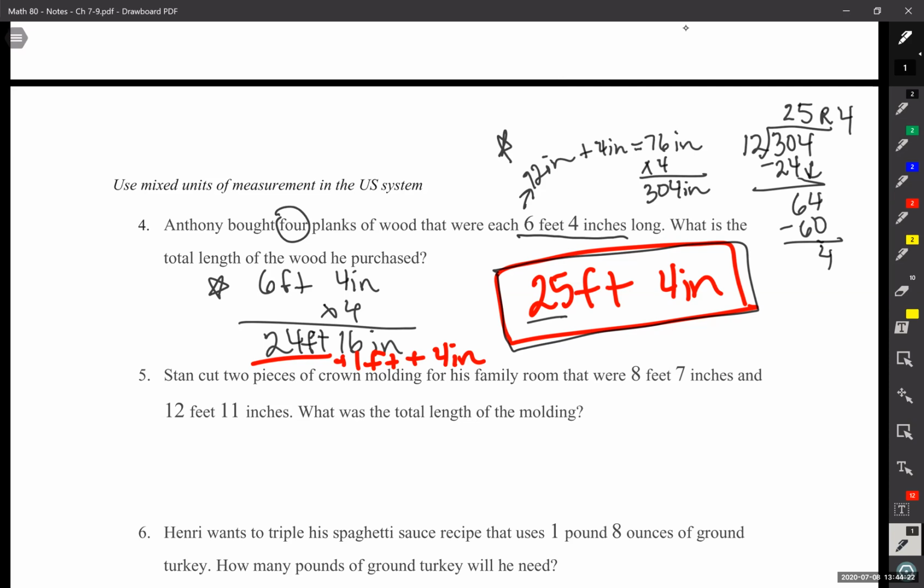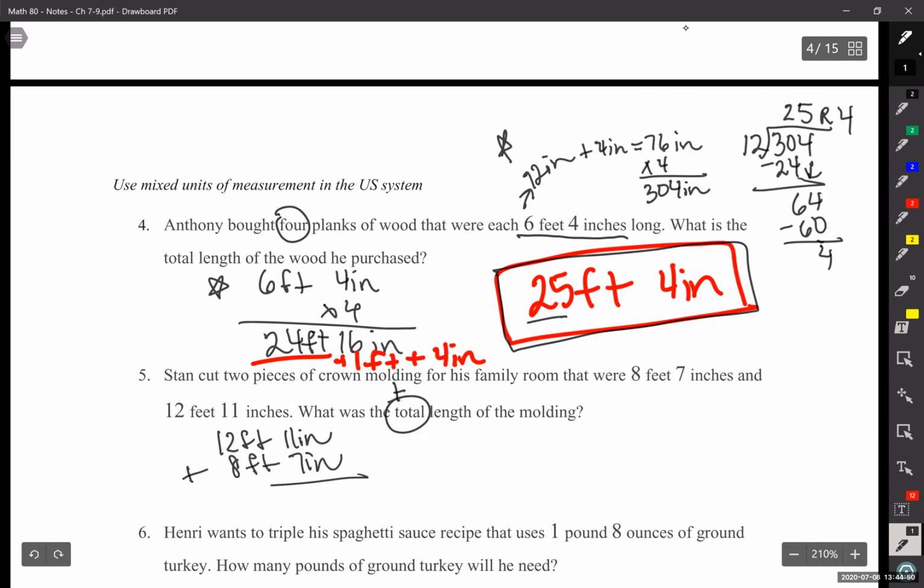Okay, so number 5, similar where we have these mixed units, but this time they're not multiplying. It says he cut 2 pieces that were 8 feet 7 inches and 12 feet 11 inches. What was the total? So total means we're going to add 12 feet 11 inches plus 8 feet 7 inches. Add like regular, so that is an 18, that is a 20.